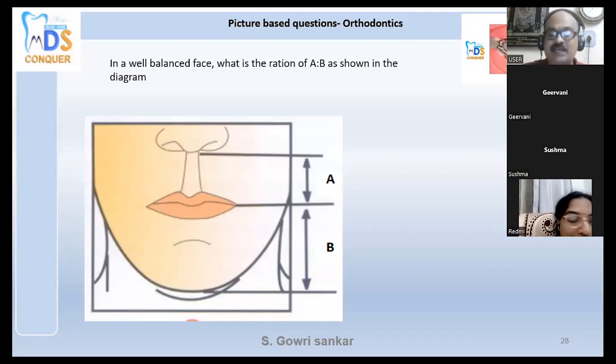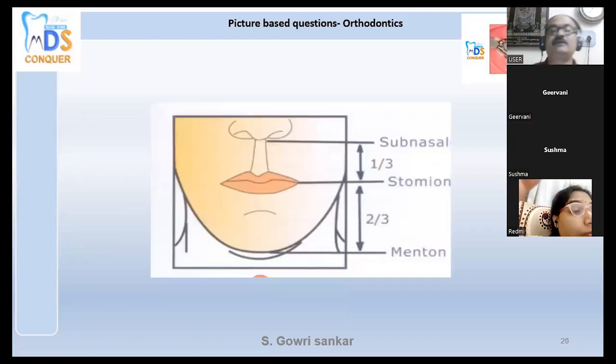So see what they have asked, whether they have asked the ratio or the total proportion. So 1/3 and 2/3. If you take the ratio, it comes to 1:2 ratio. Understand? I'm just trying to correct. Every one of us knows in a hurry we'll put almost all 10% questions wrong. I want to see that in ortho that should not go. Not only in ortho, in all the subjects, you should not go wrong.